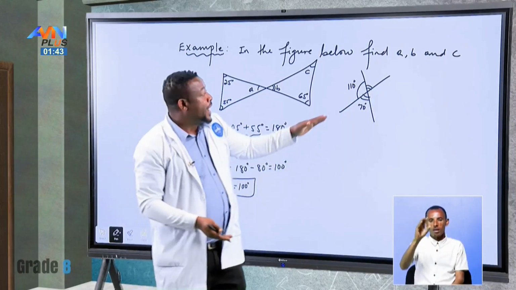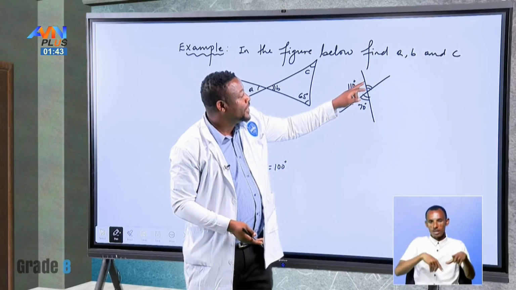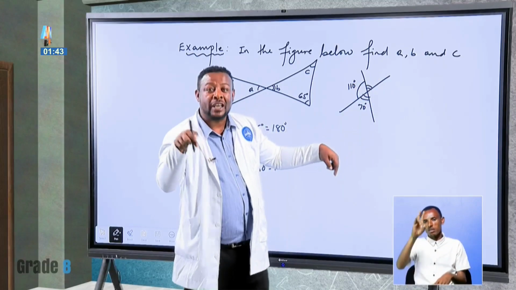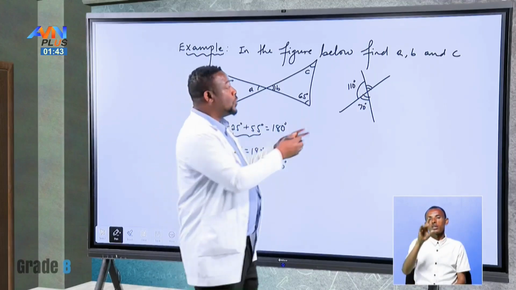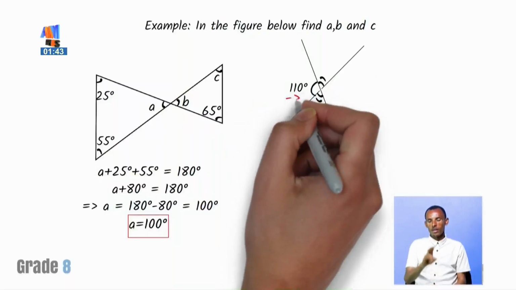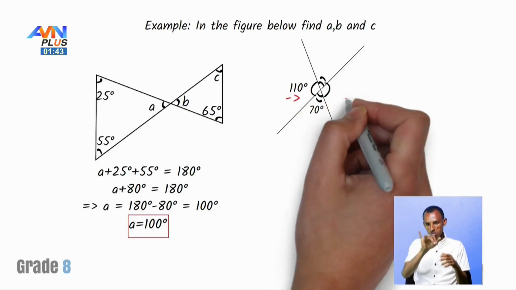180 degrees. Again, this is also a straight angle. If this is 110, the remaining should be 70, because it has to form a straight angle, and the result is 180 degrees. So this should be 70 degrees. And we call these vertically opposite angles. At the same time, this and this are also similar.